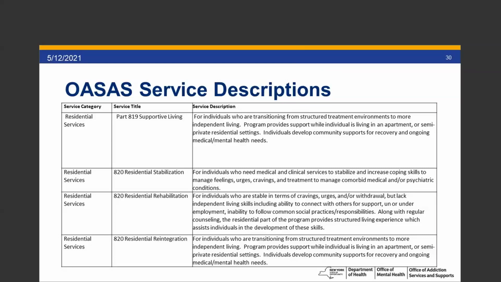And then 820 reintegration is similar to our 819 supportive living in that this is a much less structured environment. So people who've been in a stabilization or a rehabilitation setting or another one of the more intensive settings can transition to a residential reintegration and relearn how it feels to live in an apartment or with a roommate, have a job, go out into the community, go to their doctor's appointments, maybe go to their psychiatrist if they have psychiatric needs, and just have support, but limited support as they get more comfortable.